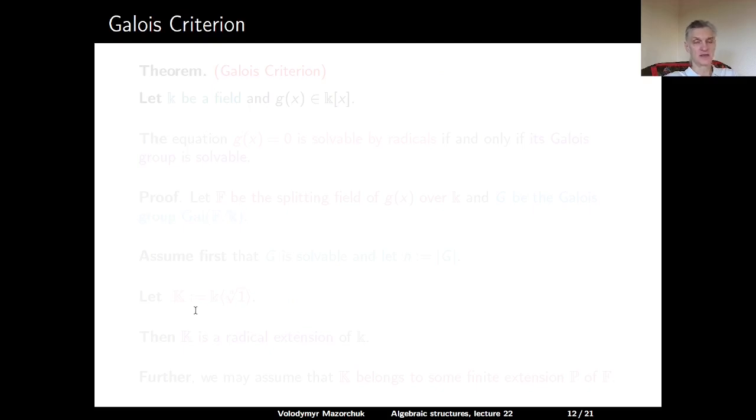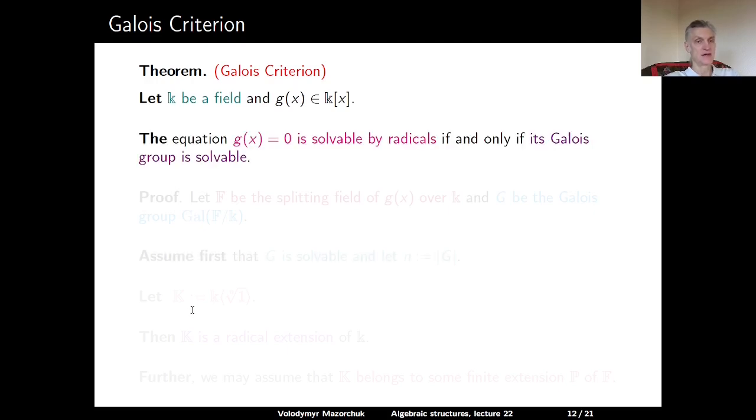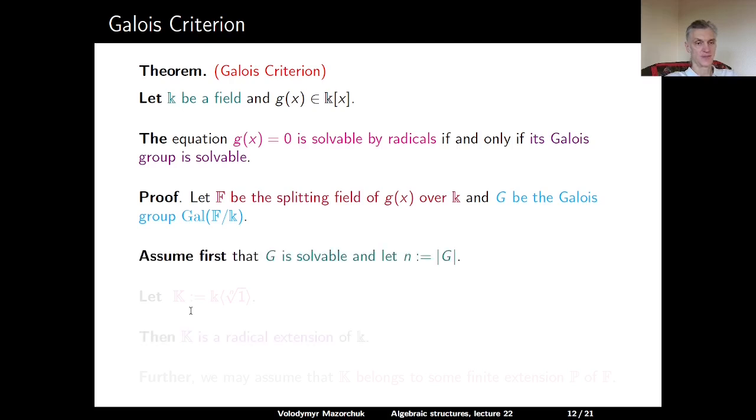Now we can formulate the main result for today, which is called the Galois criterion. So let k be a field and g(x) a polynomial with coefficients in k. Then the equation g(x) = 0 is solvable by radicals if and only if its Galois group is solvable. Proof. Let F be the splitting field of g(x) over k, and let G be the Galois group of F over k.